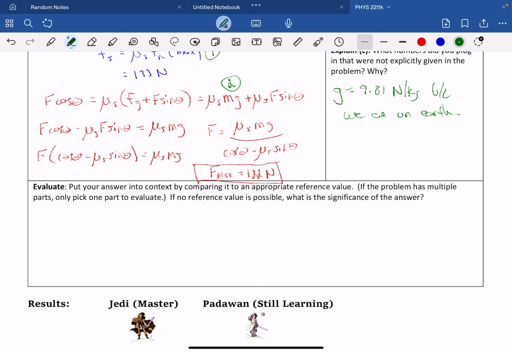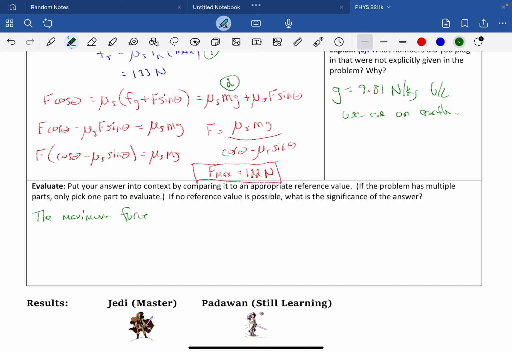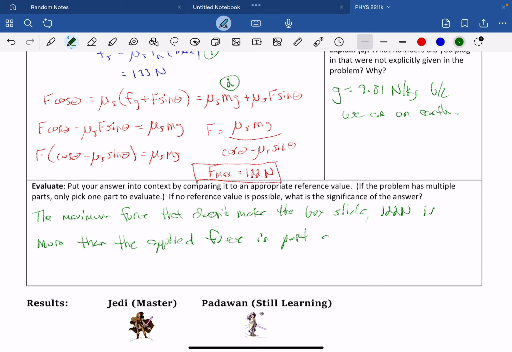All right, put my answer into context. Well, here I'm going to say the maximum force that doesn't make the box slide, that is 122 newtons, is more than the applied force in part A, 100 newtons.